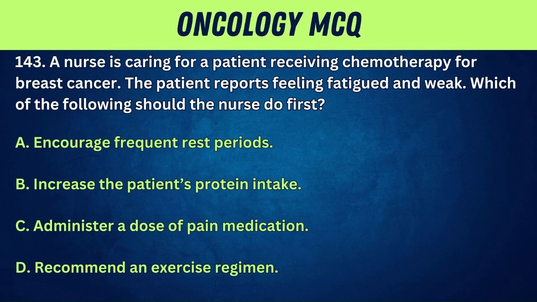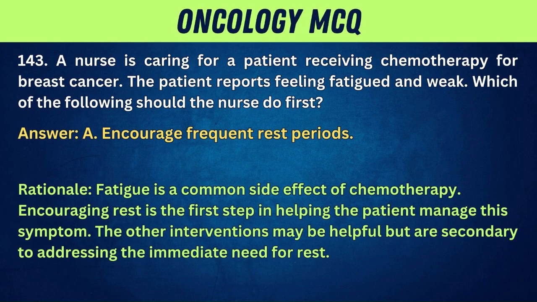143. A nurse is caring for a patient receiving chemotherapy for breast cancer. The patient reports feeling fatigued and weak. Which of the following should the nurse do first? A. Encourage frequent rest periods. B. Increase the patient's protein intake. C. Administer a dose of pain medication. D. Recommend an exercise regimen. Answer: A. Encourage frequent rest periods.